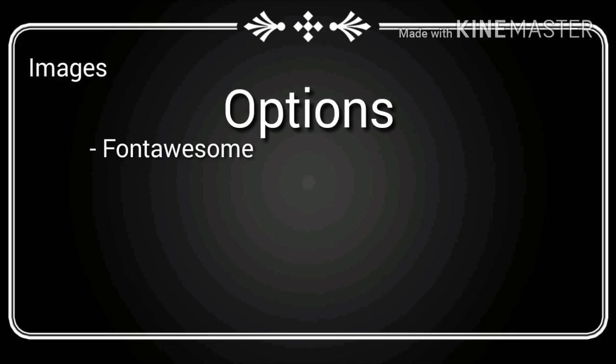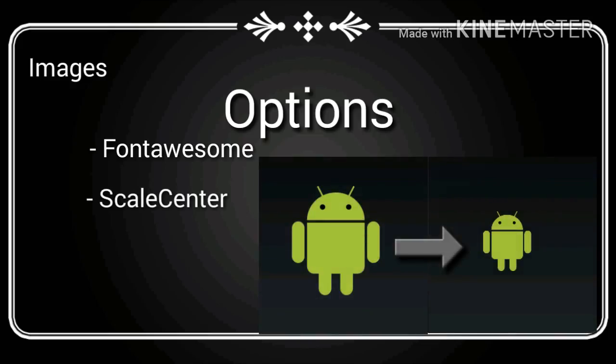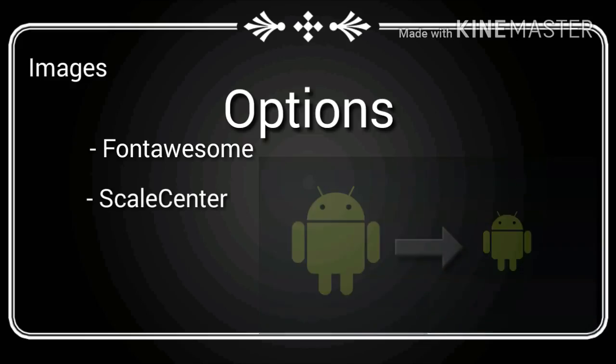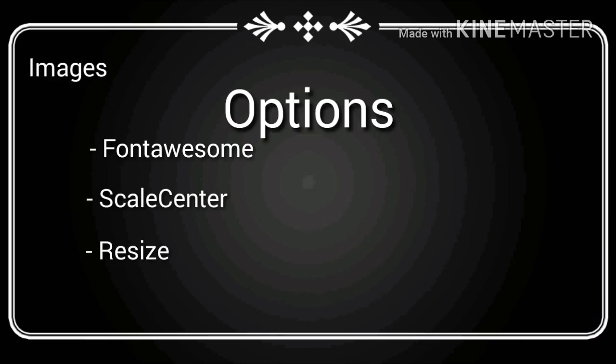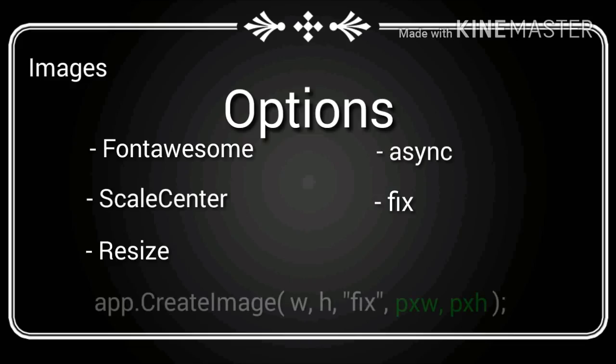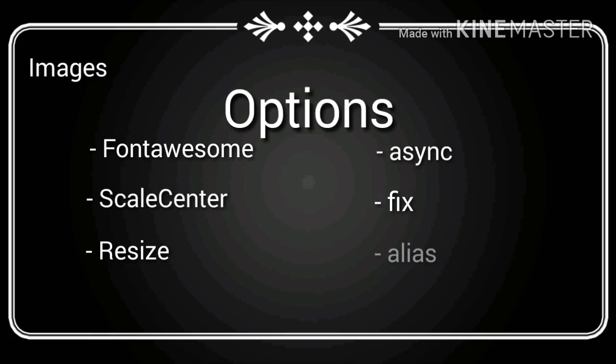Options. There's the font awesome option like in text labels, a scale center option which scales the droid in its original size. The size option does the same as scale center but internally. The async option loads your image in the background so your code doesn't have to wait until the image is created. The fix option allows you to set a resolution in pixels which are given in these two parameters, and the alias option allows you to draw raw pixels.